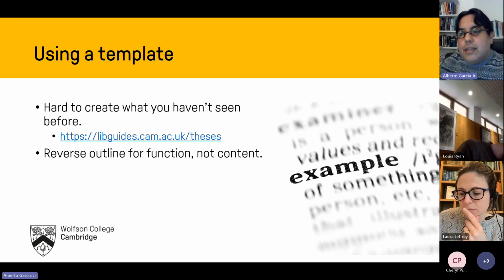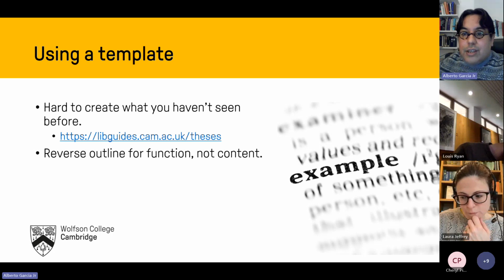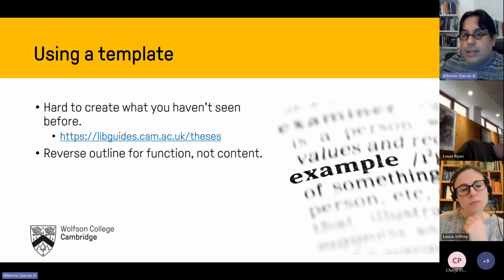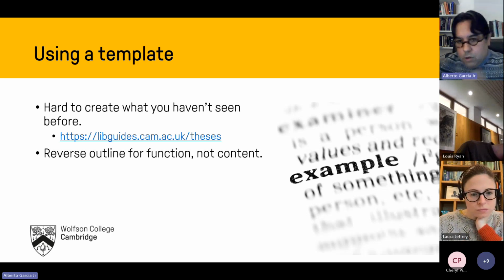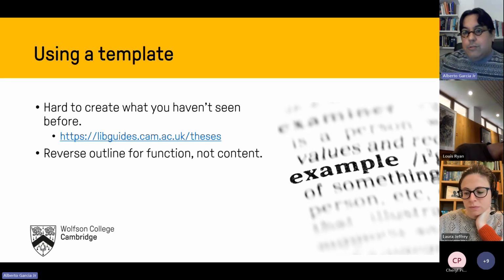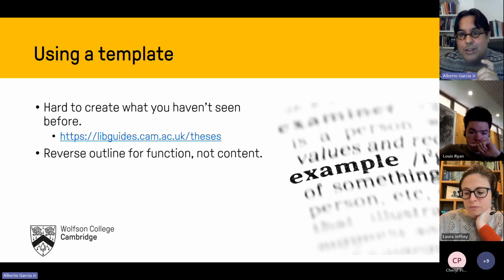And this leads us to this notion of reverse outlining, not for content, but for function. When we think about reverse outlining, especially if we're looking for templates, it can be easy to say, okay, I'm working in 19th century Gothic fiction, I need an example of something in 19th century Gothic fiction. Well, if I'm working with letters in Gothic fiction, that could be a very, very specific needle in a very big haystack.